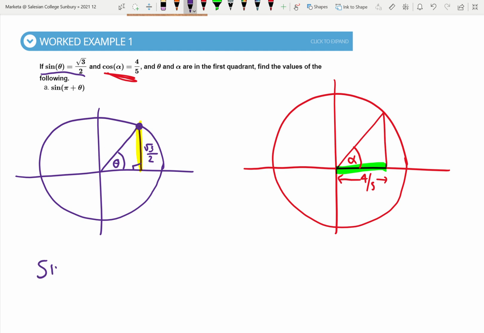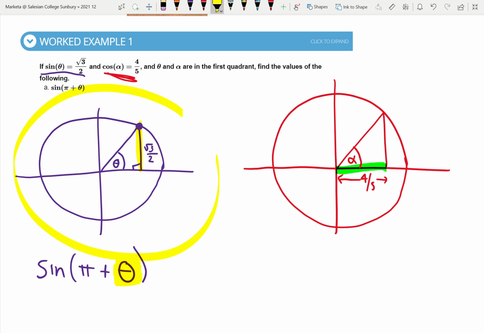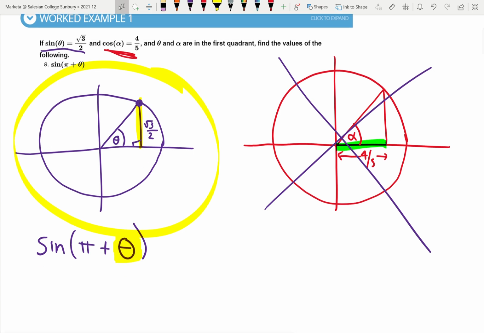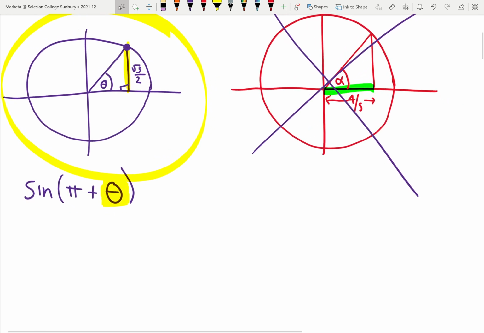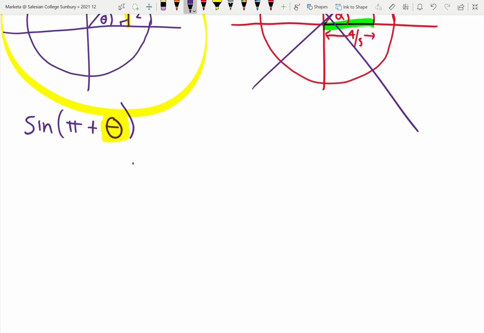So now let's see what they're asking us to do. They're saying sine of pi plus theta. This has a theta in it, so we need to identify that this is referring to this one. For the purpose of this, we can ignore the alpha. We're just dealing with this one because it's got theta in it as well. So now I'm going to draw a picture which represents the sine of pi plus theta. So let's do that.